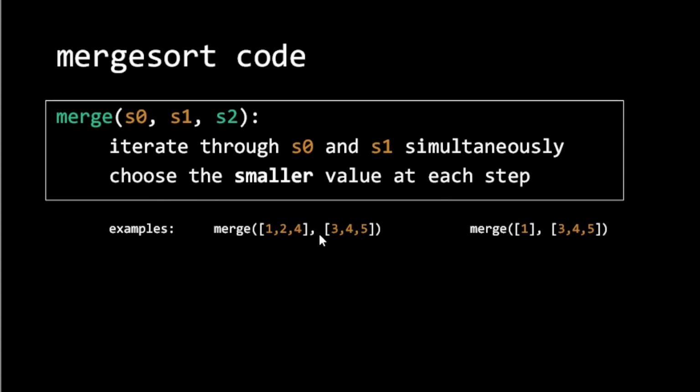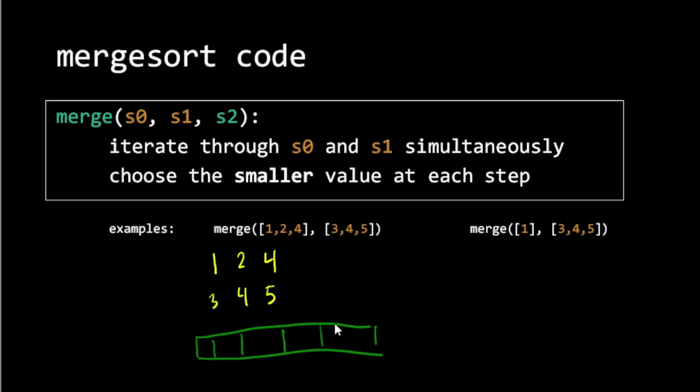So let's kind of go through some examples, because I think that's the best way to understand how this works. So let's say I'm starting with these two lists here. 1, 2, 4, 3, 4, 5. And I'm going to be assigning them into some output here. Let's make an output.